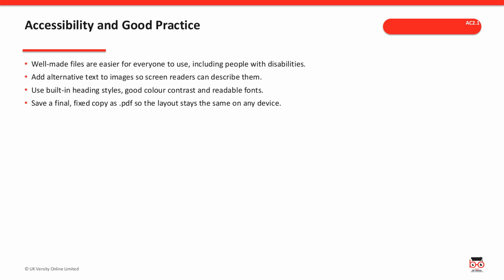It's worth a word on accessibility, because well-made files are easier for everyone to use, not only people with disabilities. Add alternative text to your images so a screen reader can describe them. Lean on the built-in heading styles and choose good color contrast and readable fonts. And saving a final fixed copy as a .pdf keeps the layout the same on any device. These small habits mark out professional, thoughtful work.